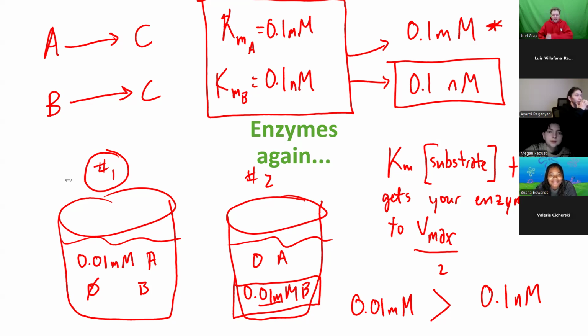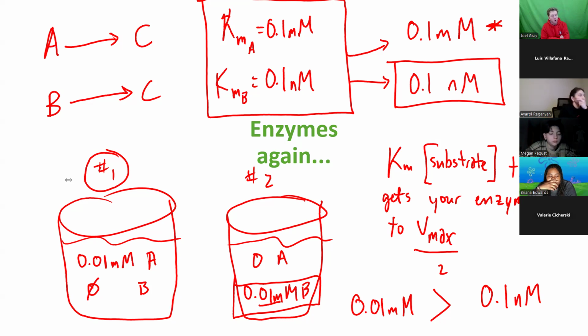So the way that I think is helpful to think about this one is let's just go one by one. When we look at vessel number one, we have given our enzyme less substrate than its Km.